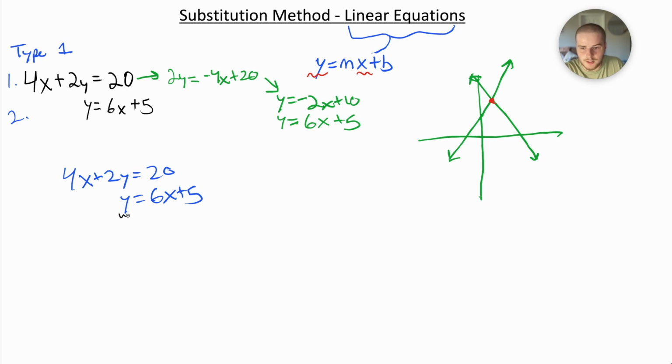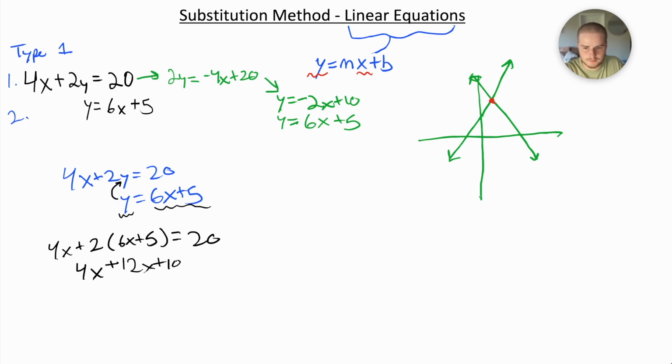So we know that y is equal to 6x plus 5. So what we're going to do, we're going to plug this y into the y of that first equation. So doing that, we're going to have 4x plus 2 times y. We're going to say y is the second equation because we have y equals 6x plus 5. And then that's equal to 20. So solving for that, we're going to have 4x plus 2 times 6x, which is 12x, plus 2 times 5, which is 10. That's all equal to 20.